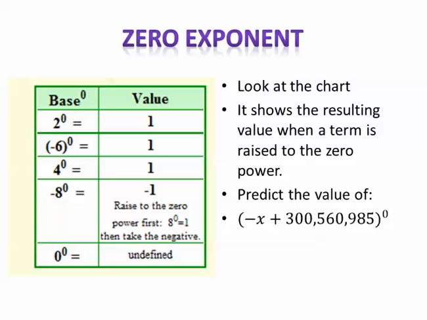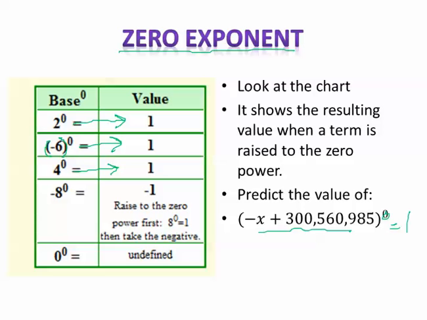Zero exponents. That's another weird one. 2 to the 0 power is 1. Negative 6 to the 0 power is also 1, isn't it? If the negative 6 is in parentheses, right? 4 to the 0 is 1. 987 to the 0 is 1. All this mess to the 0 is equal to 1.